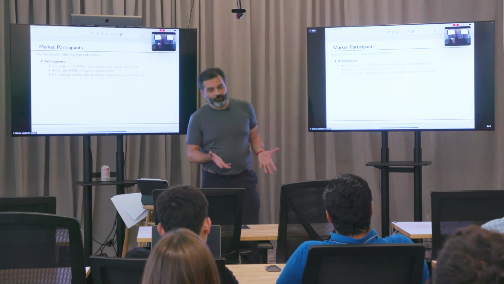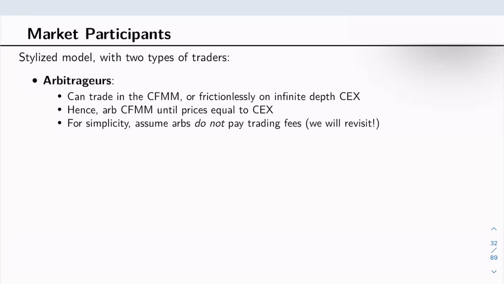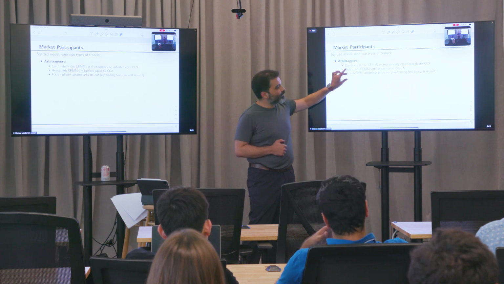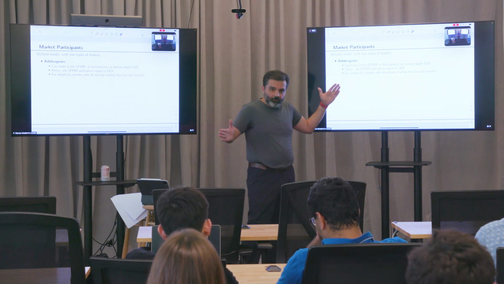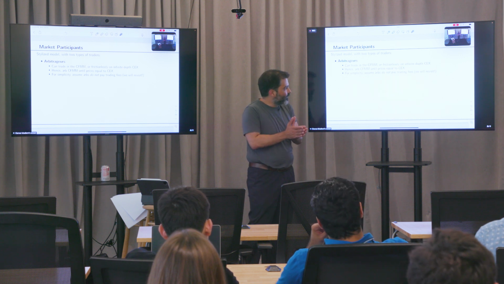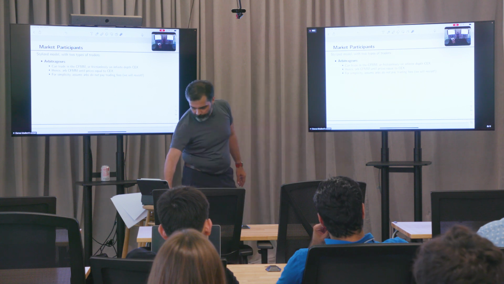We have these arbitrageurs. These are agents which are sophisticated. They're able to trade either in the CFMM pool or on a centralized exchange. They're continuously monitoring the market. They have infinite arbitrage capital available. And so what they will do is they will arb those CFMM prices until they're equal to prices on the centralized exchange. And in particular, they do this because we're going to assume that they're not paying fees. We're going to come back to that, but for now they're not paying fees, so they'll force the prices to be equal, because that's profit maximizing for them.